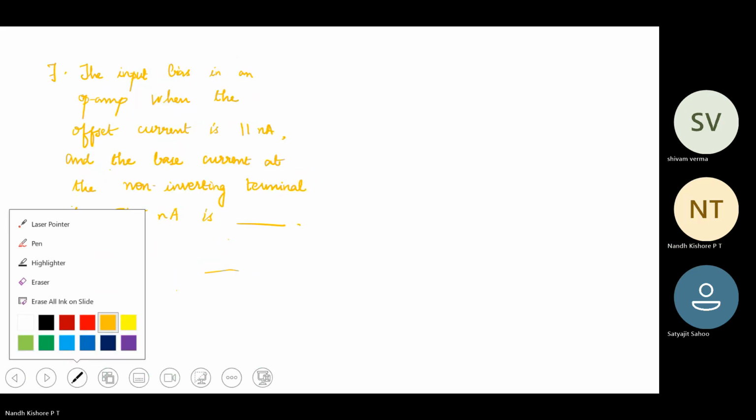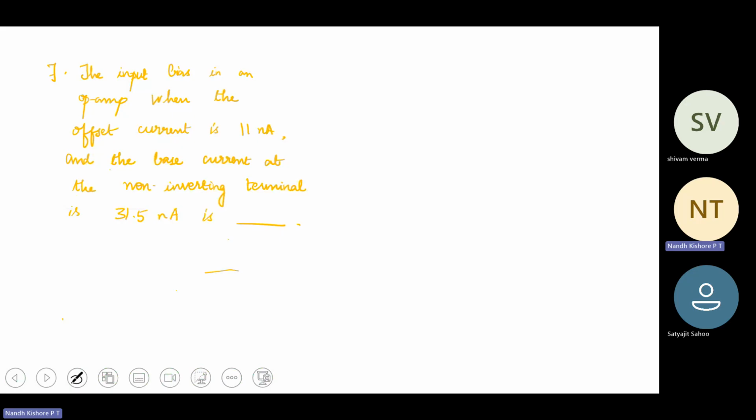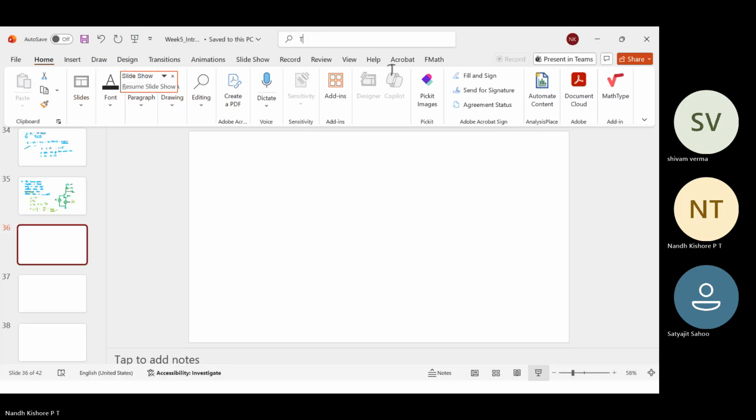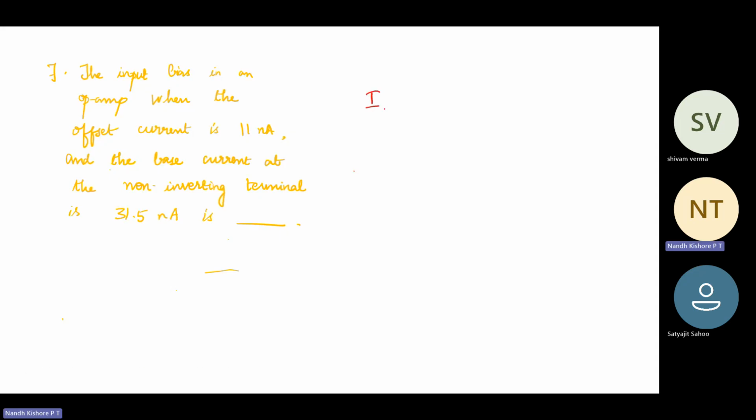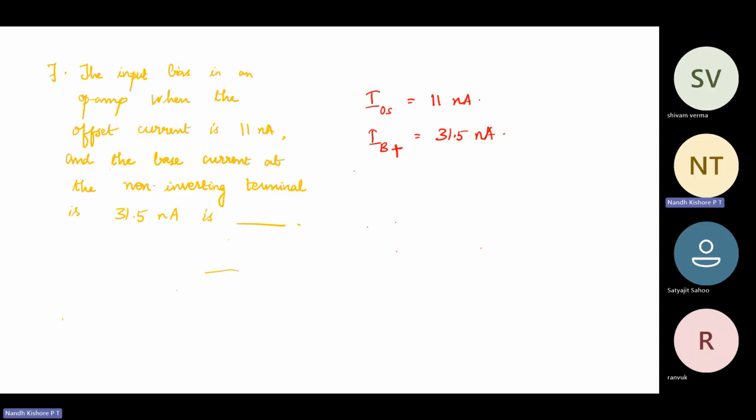Okay. So let's break this down. They have told that the offset current, IOS, is 11 nanoamperes. And they have also told that the base current at the non-inverting terminal, IB plus, is 31.5 nanoamperes. The offset current is 11 nanoamperes. The question is, what is IB? What is the input bias current?